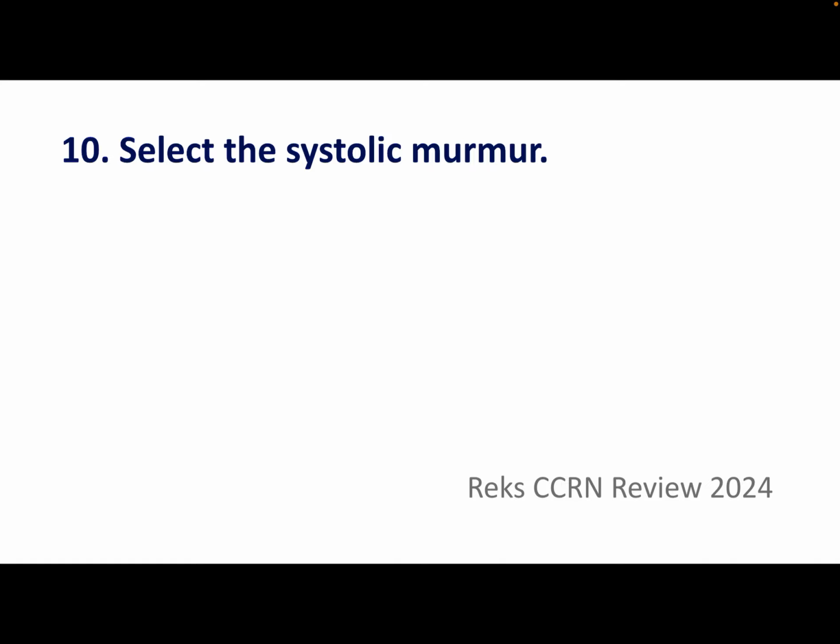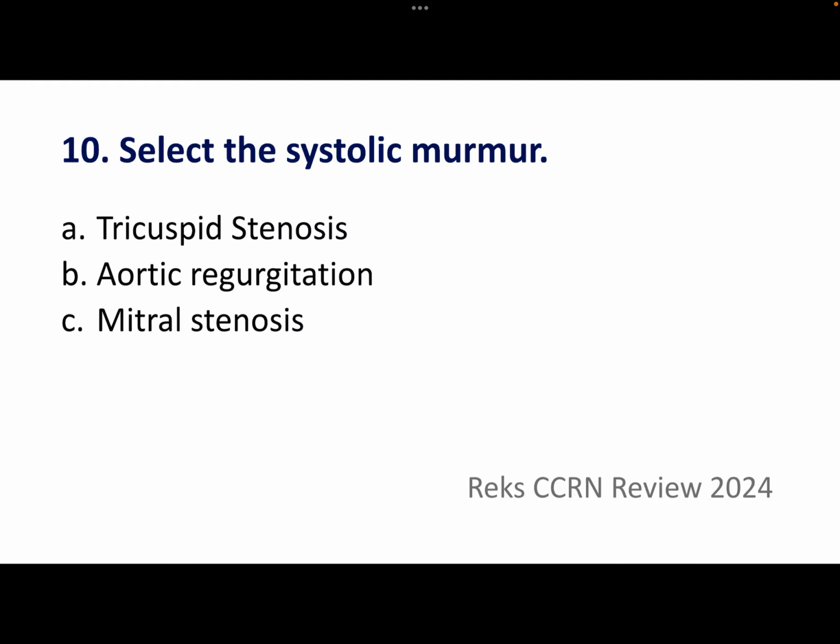So now select the systolic murmur. Let us see if you are able to tackle it or not. So option A, tricuspid stenosis. Option B, aortic regurgitation. Option C, mitral stenosis. And option D, pulmonic stenosis. So the answer is option D, pulmonic stenosis. So we know that S should be in the middle. PA is in the middle. So it will be pulmonic stenosis and aortic stenosis.